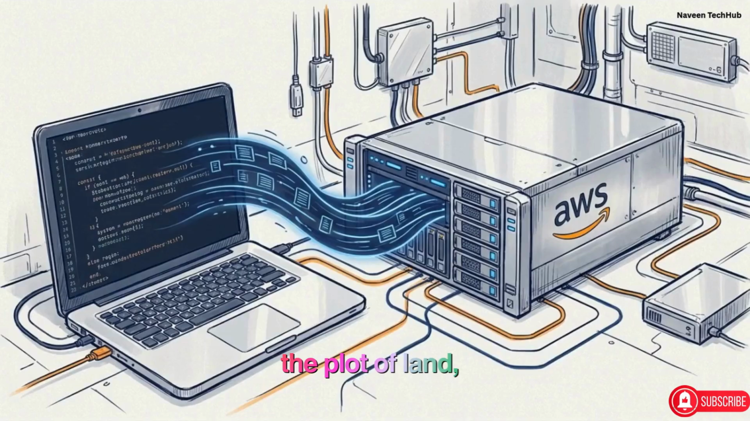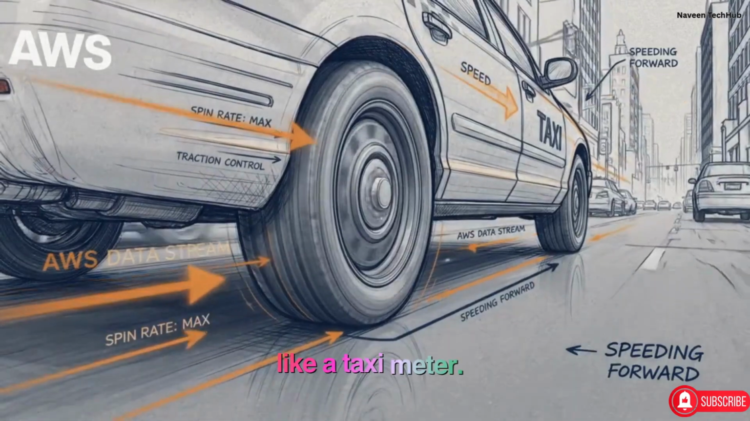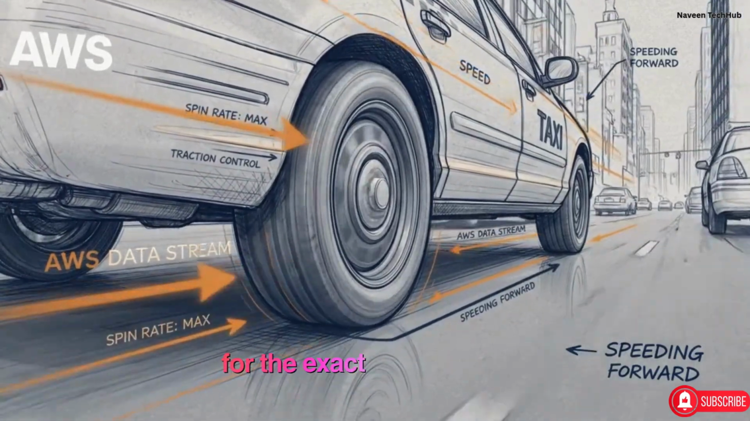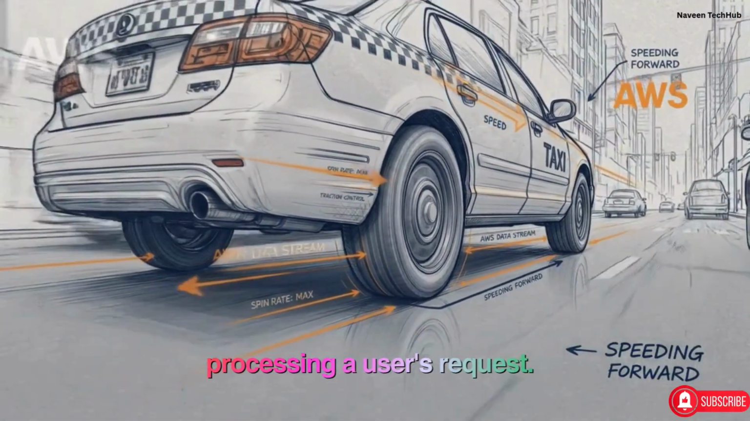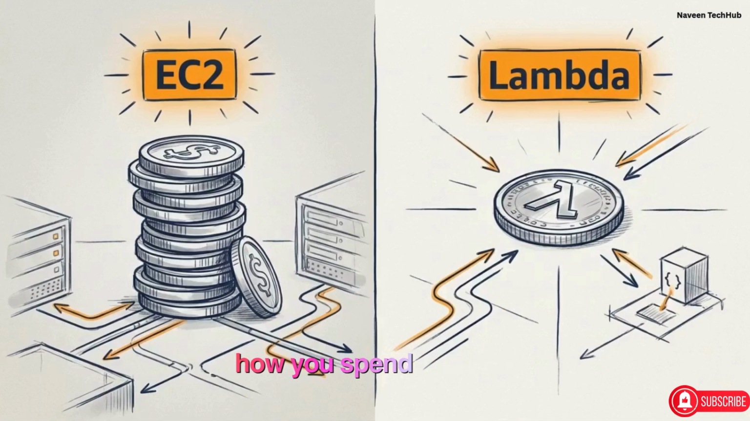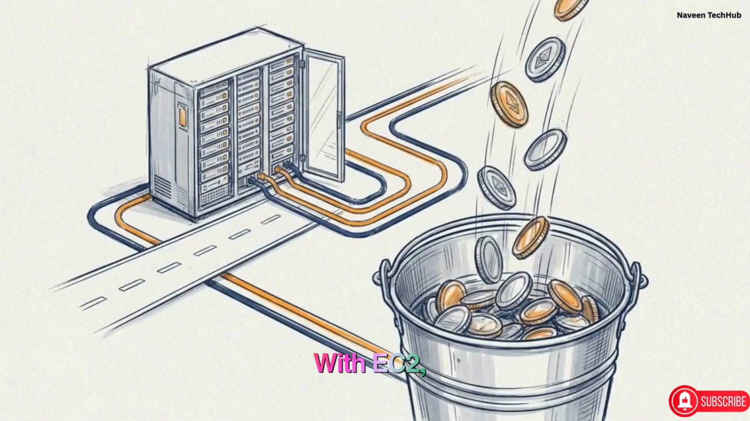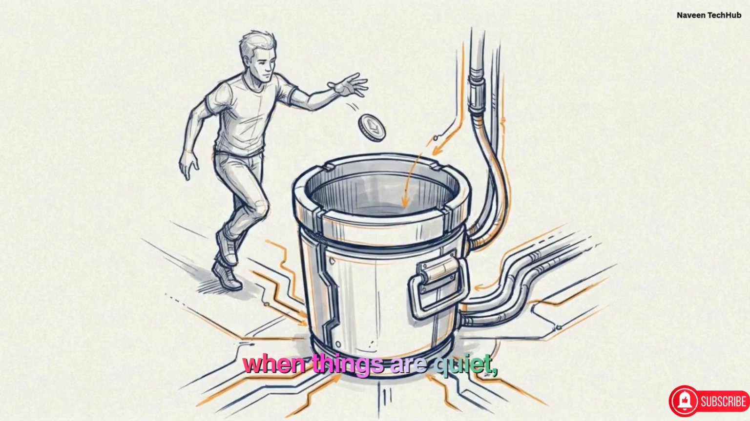If you do not want to manage an entire virtual computer, you can use a service called AWS Lambda. Instead of renting the plot of land, you just provide your application's code, and Amazon runs it for you. It operates exactly like a taxi meter. You are only charged for the exact milliseconds that your code is actively processing a user's request. Your choice here dictates how you spend money. With EC2, you pay continuously for the server as long as it is turned on, even if no one is visiting your app. With Lambda, you pay $0 when things are quiet, and only pay when your application is actively doing productive work.